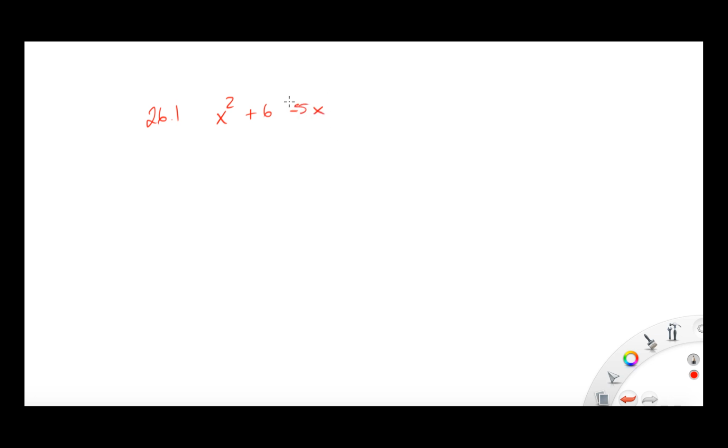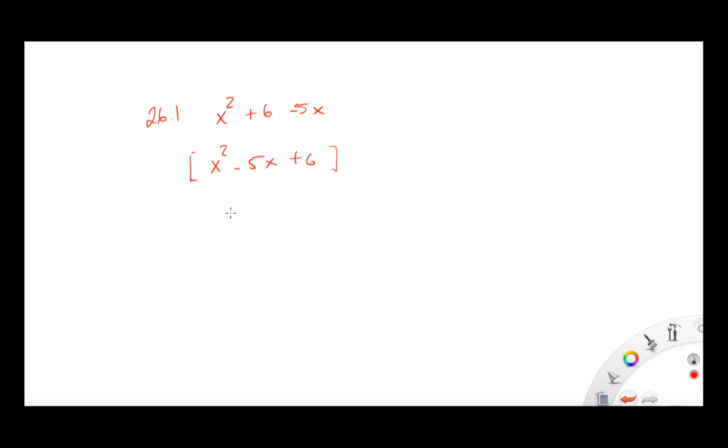5x. This is not in what I would call descending order, which means that we want to put the x squared followed by the x. So we're going to put minus 5x plus 6. Same thing, just in a different format. So we're going to now take this expression and we're going to factor it.